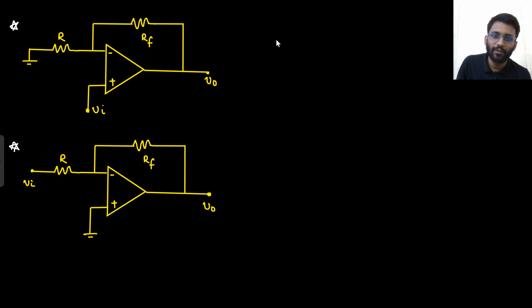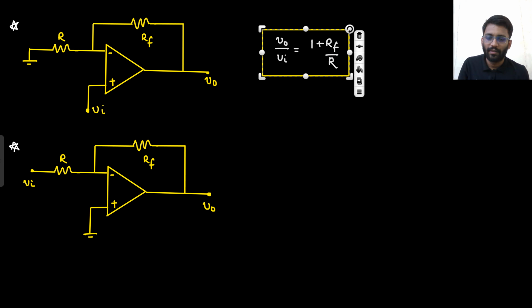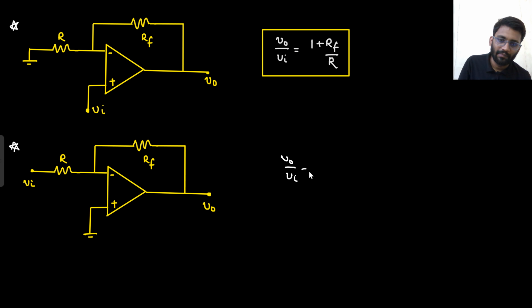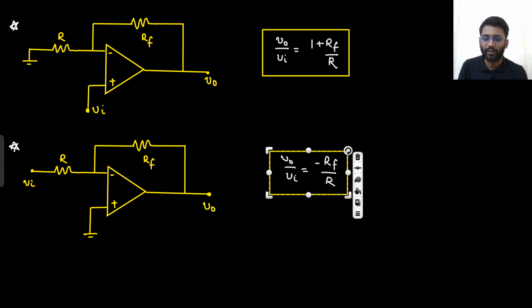So what is the voltage gain of the first configuration, V naught by V in? This is a non-inverting amplifier. So for non-inverting amplifier, the gain is 1 plus RF by R. So this is what you need to remember. For this one, V naught by V in, the gain is minus RF by R. So it is always good to write all those things, because this is what you need to remember. Okay, so this is just a note.